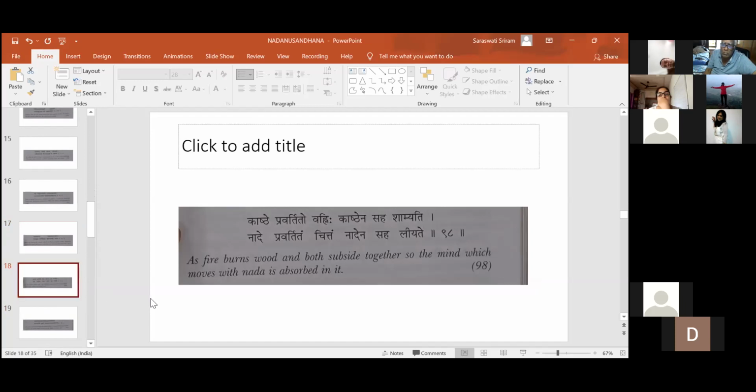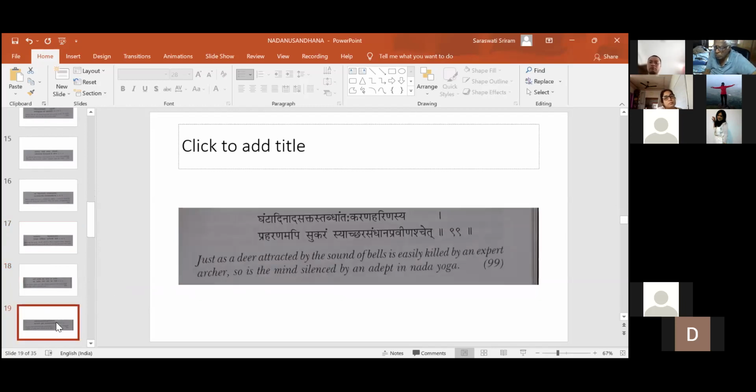Then there is fire and wood. You need a fire to burn the wood, but once the wood becomes ashes, the fire also subsides. Both the fire and the wood subside. These are just different examples. Here again he has given the example of the deer, which gets attracted by the bell of the hunter. In the same way, the mind gets attracted to the Nada and gets totally absorbed in it.